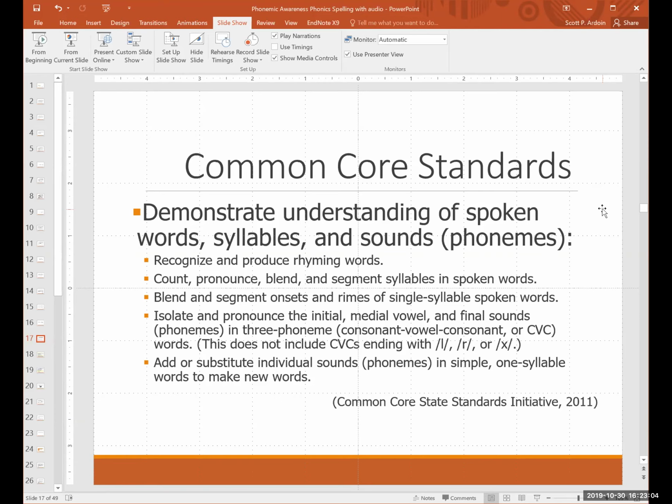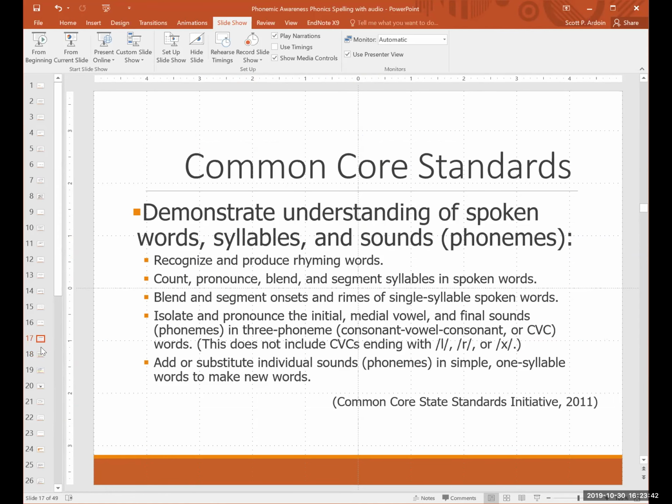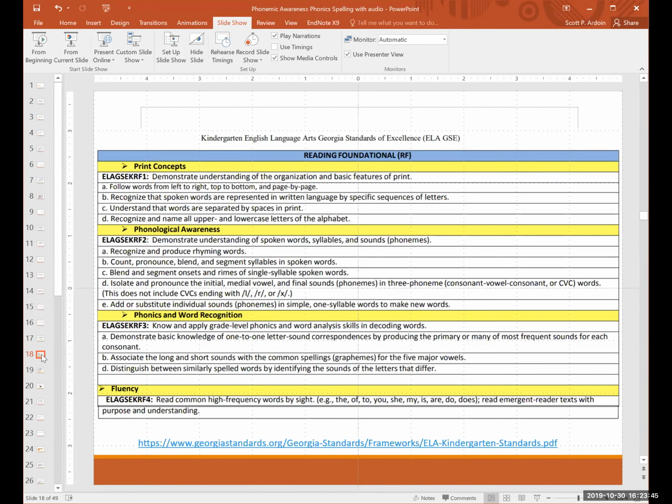So those were some of that syllable segmenting and blending information that we talked about whenever I talked about different skills that we should be practicing with kids. These are actually taken from Georgia's standards of excellence, so the standards that teachers in Georgia should be teaching to kids in kindergarten. Looking at phonological awareness, we see, again, recognize and produce rhyming words, count, pronounce, blend, and segment syllables in spoken words, blend and segment onset and rhymes of single syllable spoken words, isolate and pronounce. So these are those same ones that we saw in the previous slides. So Georgia has basically adopted these Common Core standards.